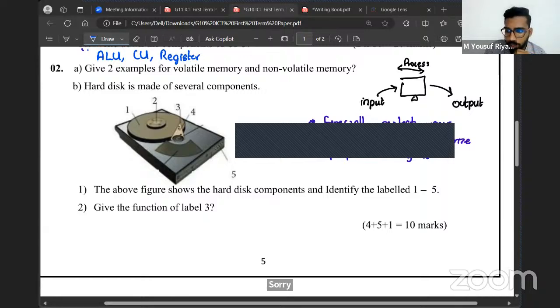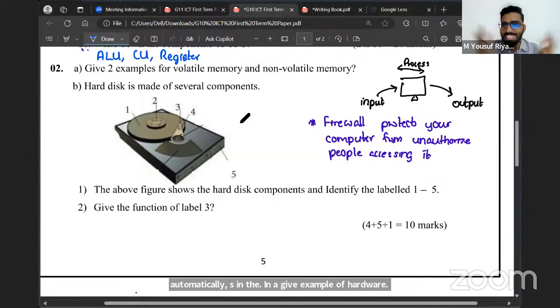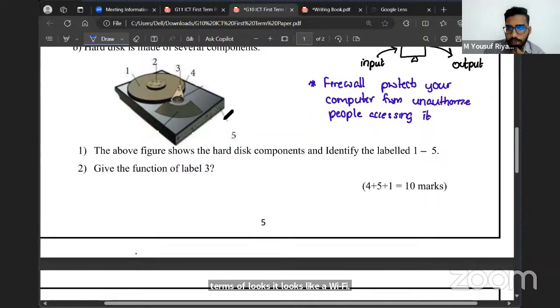So a software firewall automatically comes in the computer. Actually, it normally comes with the operating system. Can I give an example of a hardware firewall? A hardware firewall is a device, like you have a mouse, keyboard. There's a device called a hardware firewall. In terms of looks, it looks like a Wi-Fi router, but it's a separate device. Clear?